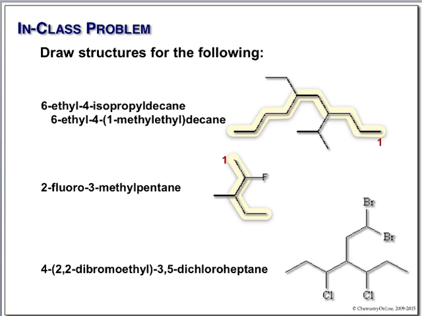Our parent looks like this. I'd let this be carbon 1. So carbon 3 and 5, I have chlorines. Carbon 4, I have a 2 carbon side chain. 1, 2. On the second carbon of my side chain, I have 2 bromines.